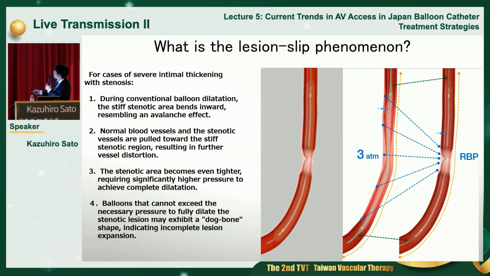This is an explanation of the lesion slip phenomenon. For cases of severe intimal thickening with stenosis, during conventional balloon dilatation, the stiff stenotic area bends inward, resembling an avalanche effect. Normal blood vessels and the stenotic vessels are pulled toward the stiff stenotic region, resulting in further vessel distortion. The stenotic area becomes even tighter, requiring significantly higher pressure to achieve complete dilatation. Balloons that cannot exceed the necessary pressure to fully dilate the stenotic region may exhibit a dog bone shape, indicating incomplete expansion.